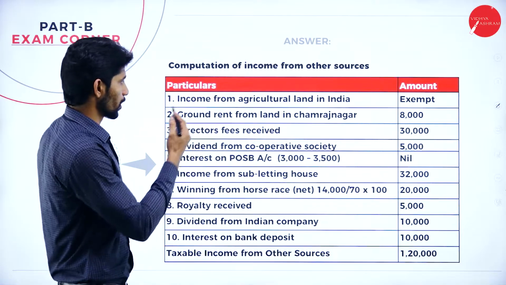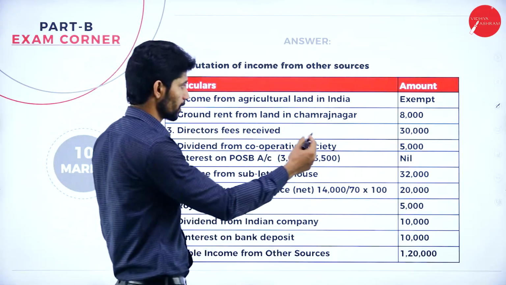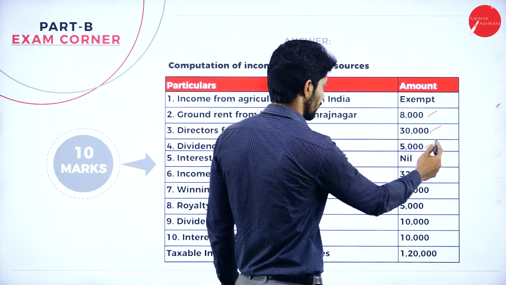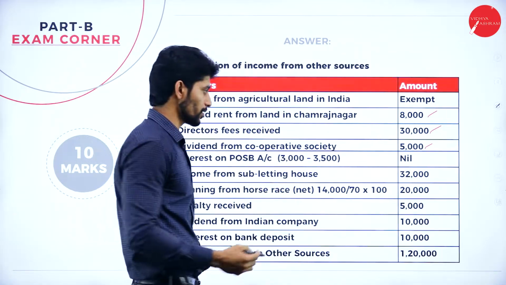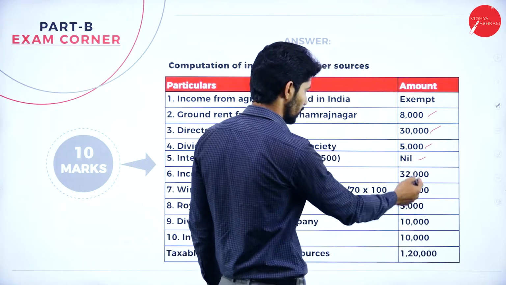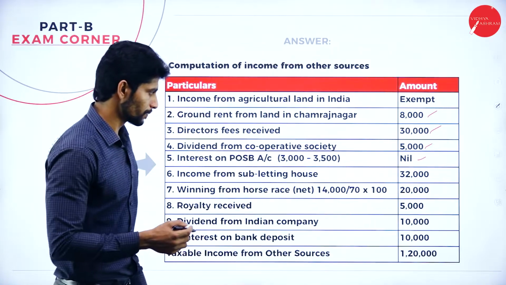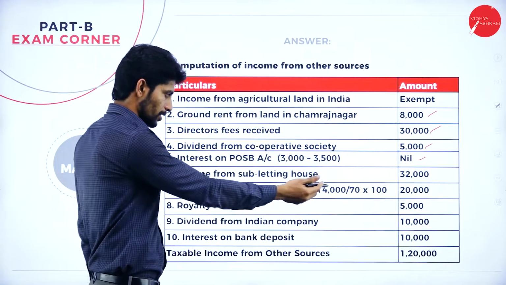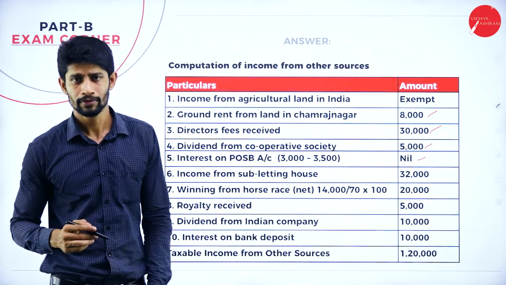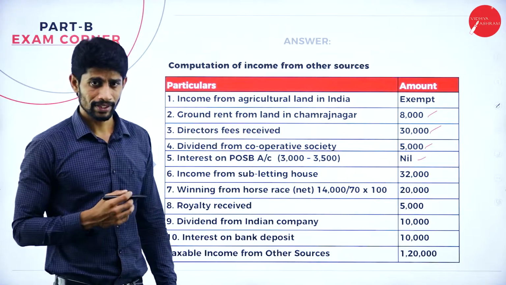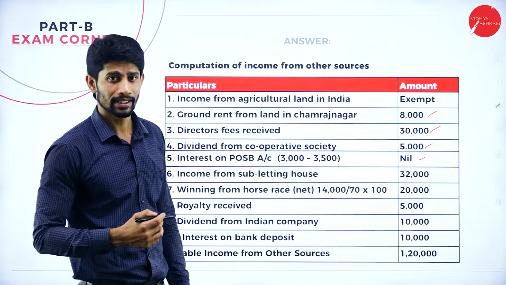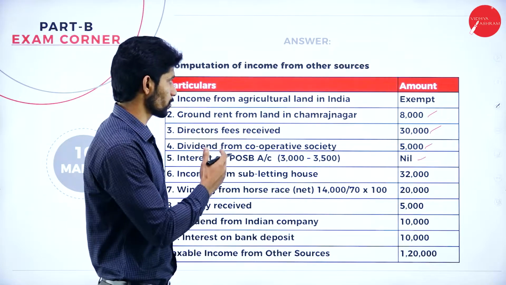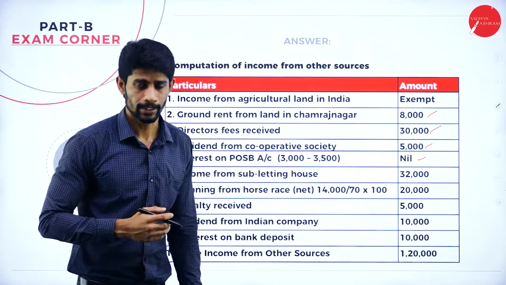So yes, agricultural land in India is exempt, and the other amounts are 8,000, 30,000, 5,000, and POSB account is receiving 3,000, but the exemption limit is 3,500, so nil. Next, 32,000, 20,000, 5,000, 10,000, 10,000, and the total of the column is 1,20,000. So what is 1,20,000 called? Taxable income from other sources. So this is how you are supposed to compute the income from other sources.